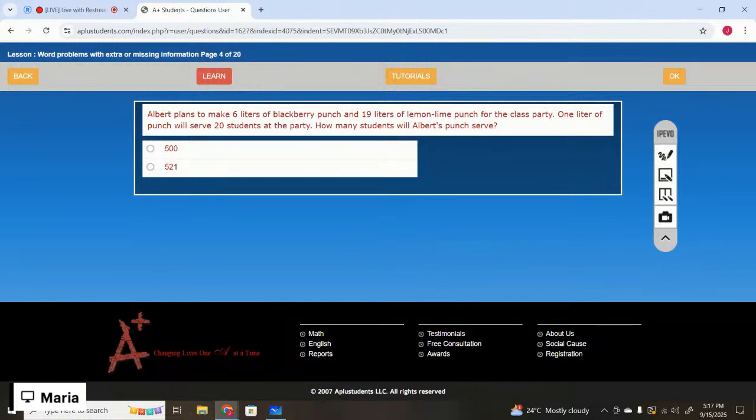Okay, Albert plans to make 6 liters of blackberry punch and 19 liters of lemon lime punch. For his class, 1 liter of punch will serve 20 students at the party. How many students will Albert's punch serve? 19 plus 6 liters is 25 liters, right? And 1 liter is served to 20 students. So you have to do 20 times 25. That would be 500. Got it?